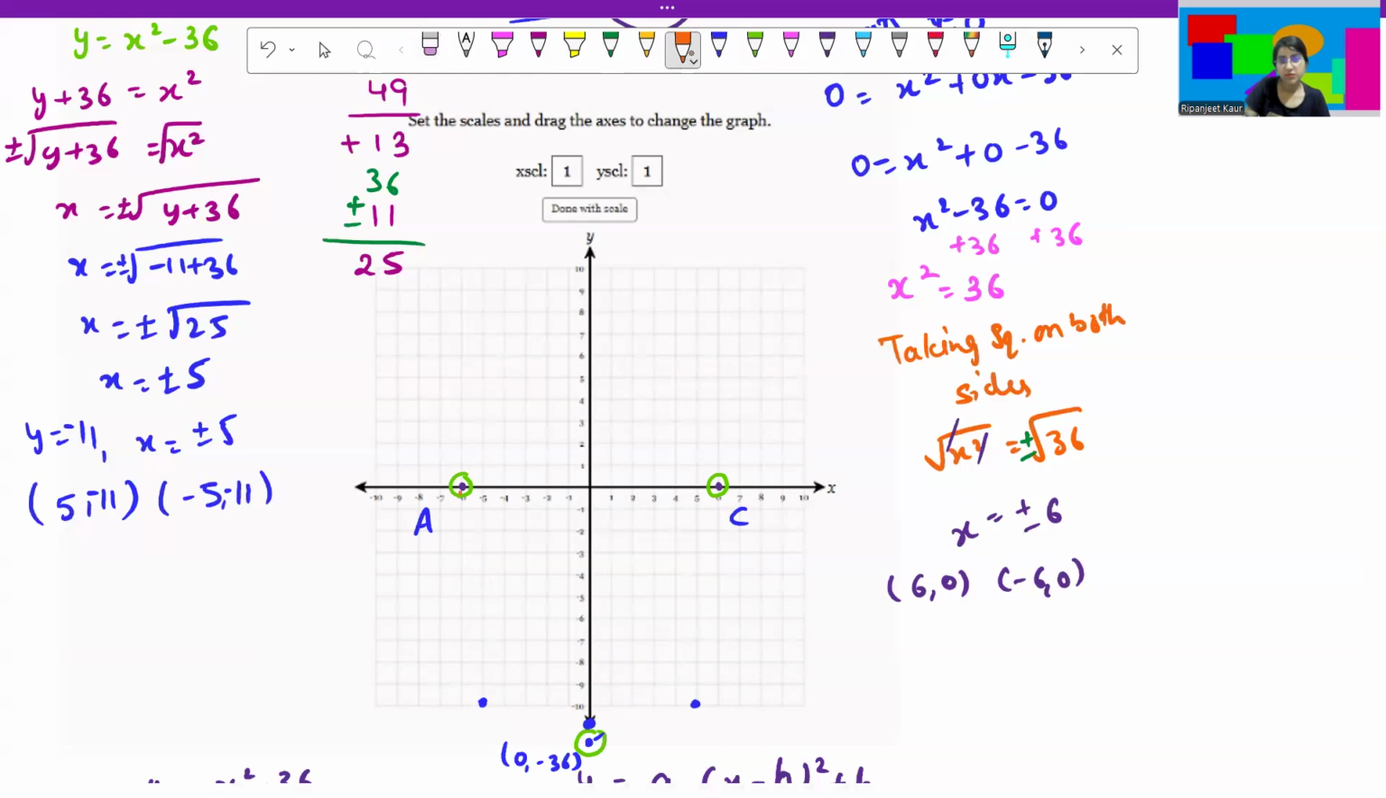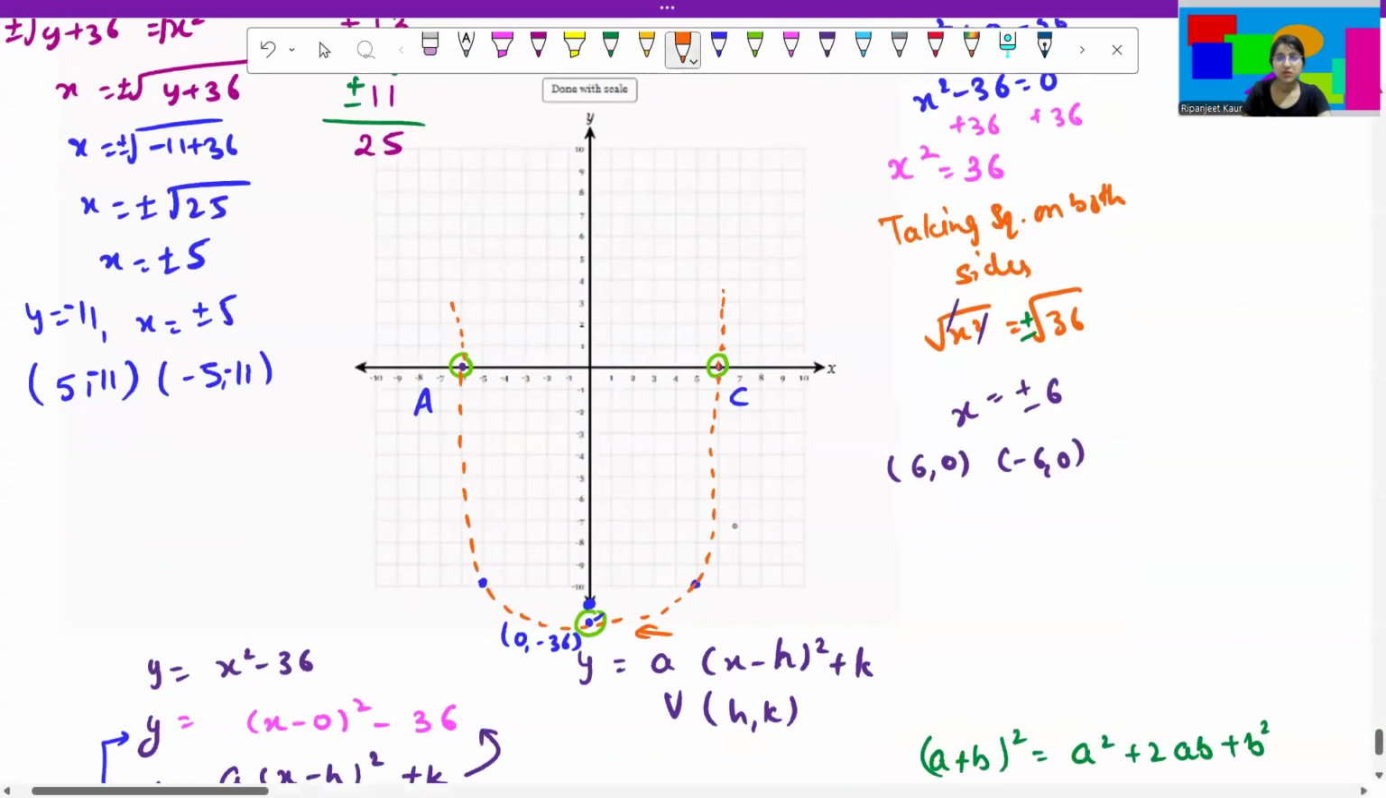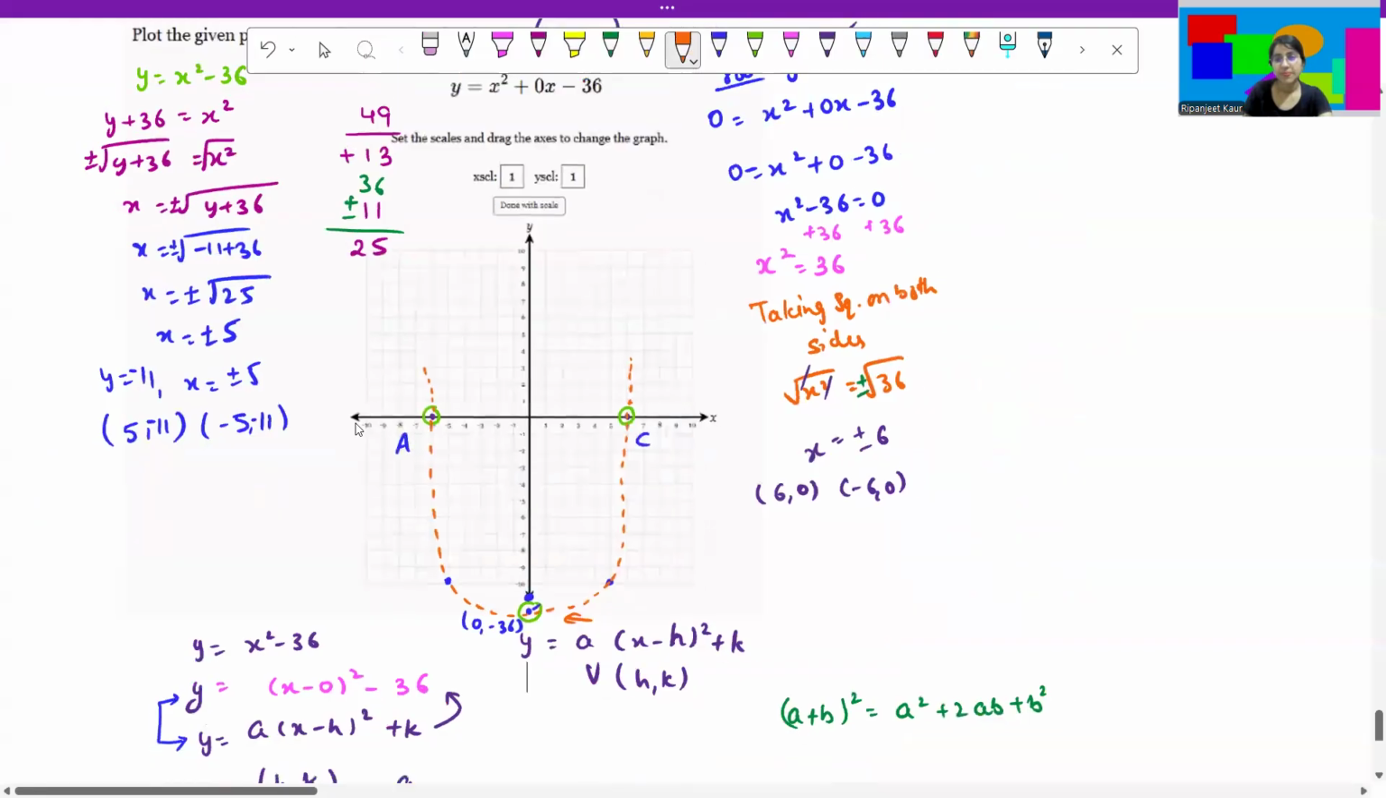This 36 is going to be way down. It's just that there is no space where I have written there, that's why it's not coming the same way. So yeah, roughly this is how it is going to look. There is no space to draw negative 36 below, so that's why it's coming this way.